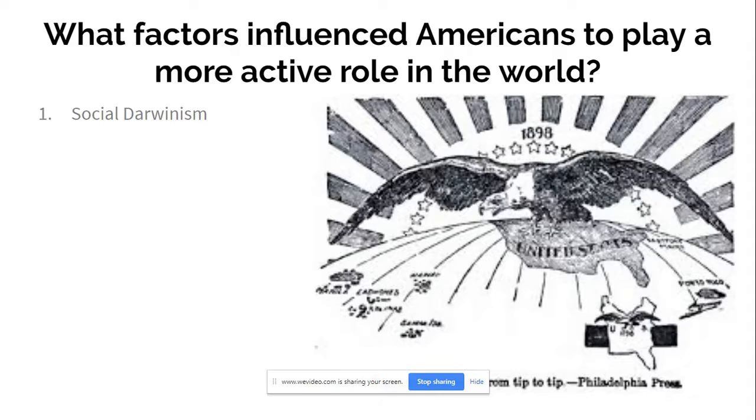So related to that is the second factor that influenced Americans to play a more active role in the world: money. The United States was producing a lot of goods, like food grown on American farms and oil. There were not enough people to buy all of the products that America was producing in the United States, and so many Americans were looking for new places or markets, like China and Japan, to sell their valuable products.